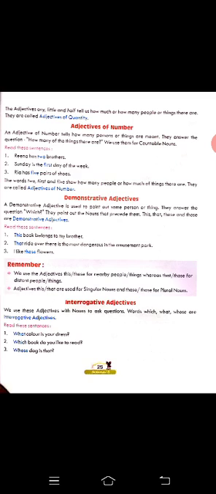Then the next one is the demonstrative adjective. Demonstrative means this, that, these and those. A demonstrative adjective is an adjective used to point out some person or thing. They answer the question which.